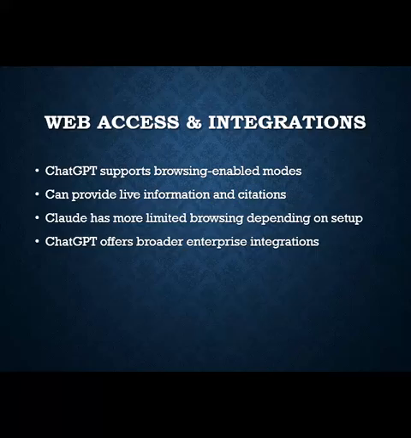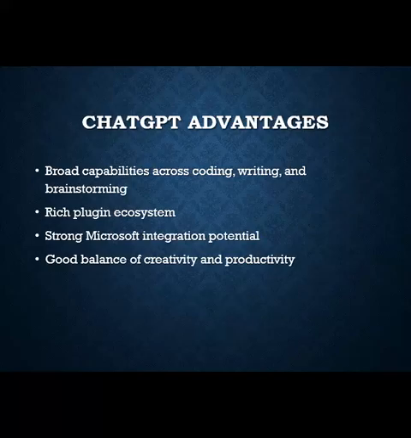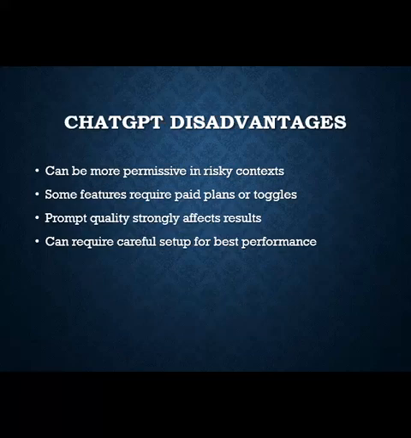Web access and data sources. ChatGPT: browsing-enabled modes exist, and depending on plan, it can cite sources and fetch live information when enabled. Claude: web access features exist in certain configurations, but it generally emphasizes built-in reasoning and careful sourcing. Integrations. ChatGPT: widest set of integrations, plugins, APIs, enterprise tools, etc. Claude: focused on robust text understanding and creation, with fewer external plugins by default.